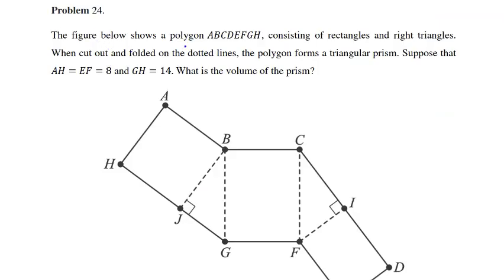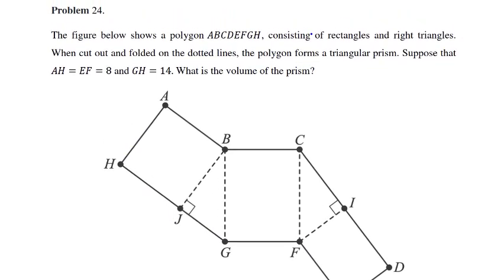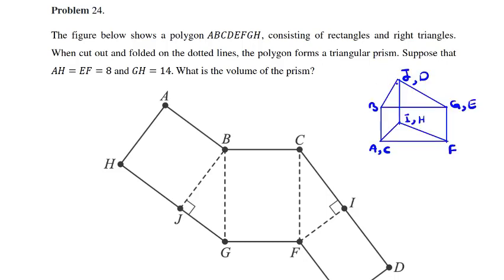Number 24. The figure below shows a polygon A, B, C, D, E, F, G, H, consisting of rectangles and right triangles. When cut out and folded on the dotted lines, the polygon forms a triangular prism. Okay, so if we draw a triangular prism, it will be like this, and if you consider the points are like this, if you imagine, suppose that AH equals EF equals 8.